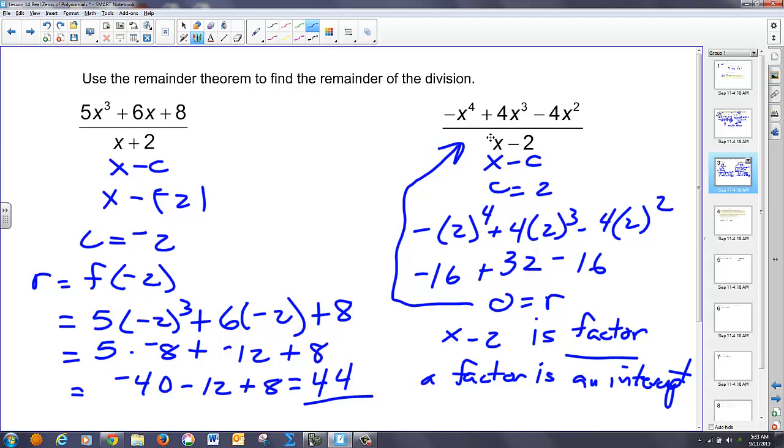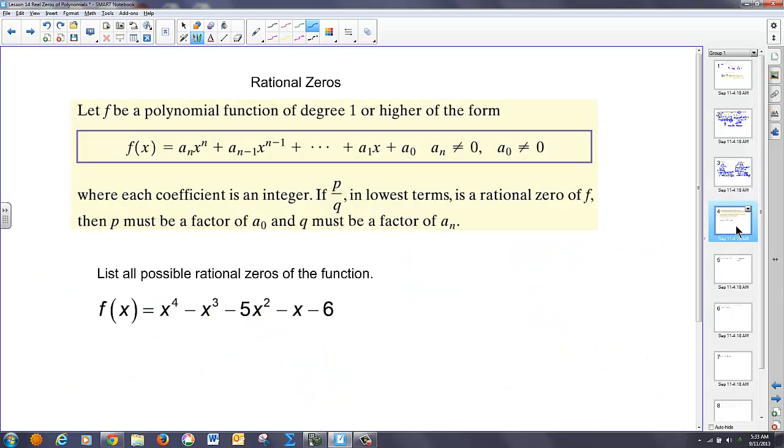Because that means the function is equal to 0 then. So now we're going to talk about finding actual intercepts. And specifically, we're going to look at rational intercepts. In other words, intercepts or zeros that are fractions. Now, let's read through the math mumbo jumbo.